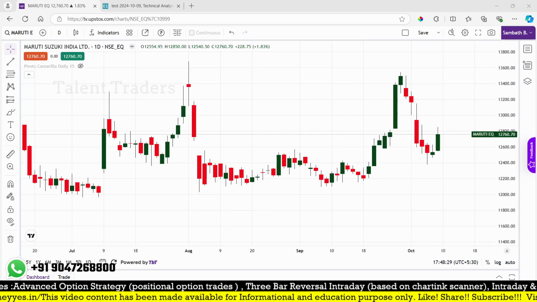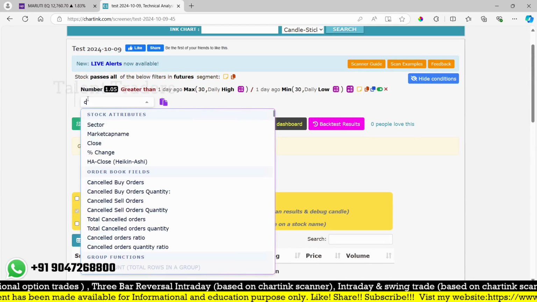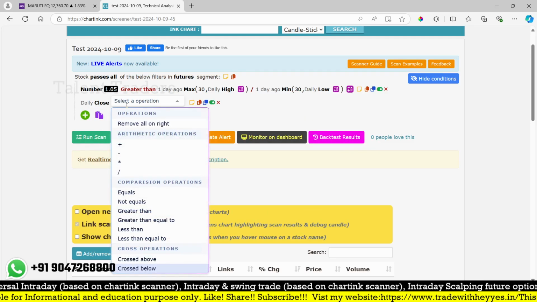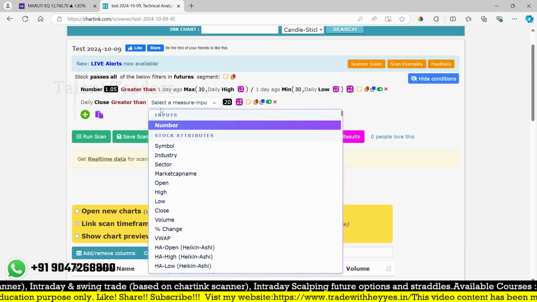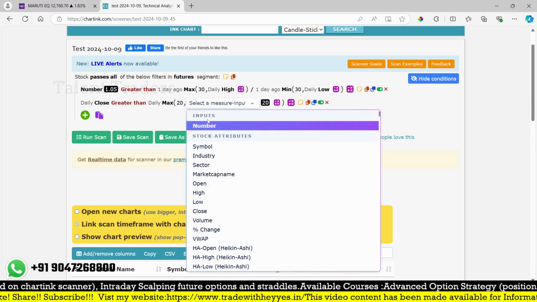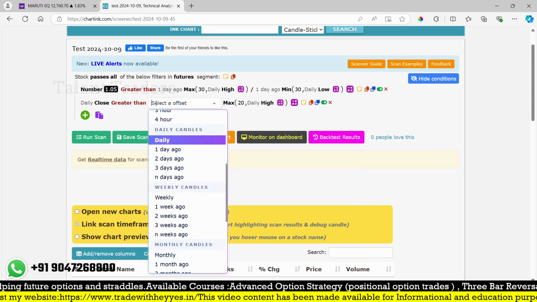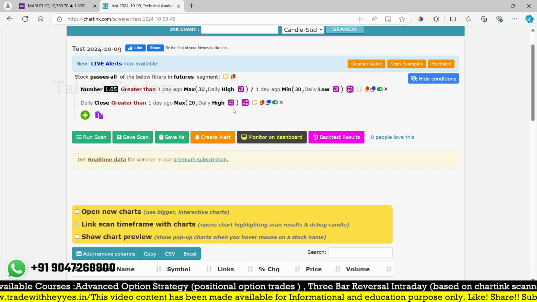Okay, let me create one more condition: today's candle must close above, it must be greater than the maximum. This is for an I function already, you know. So the highest level. I will be making a 30 days consolidation, so I'll go with the maximum 20 daily high.